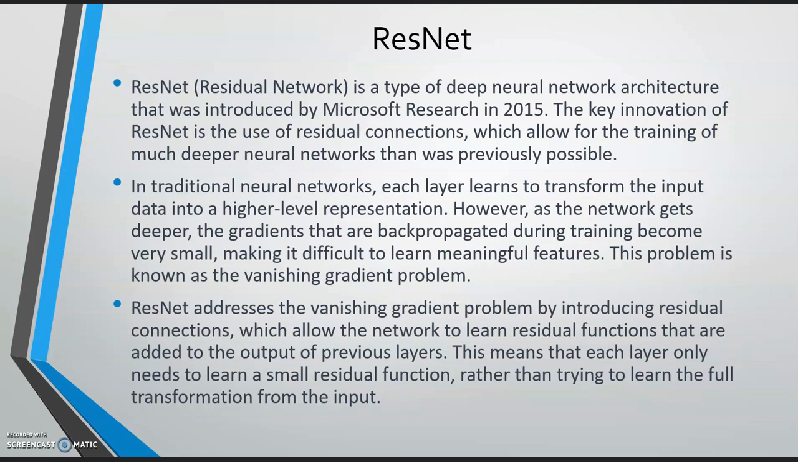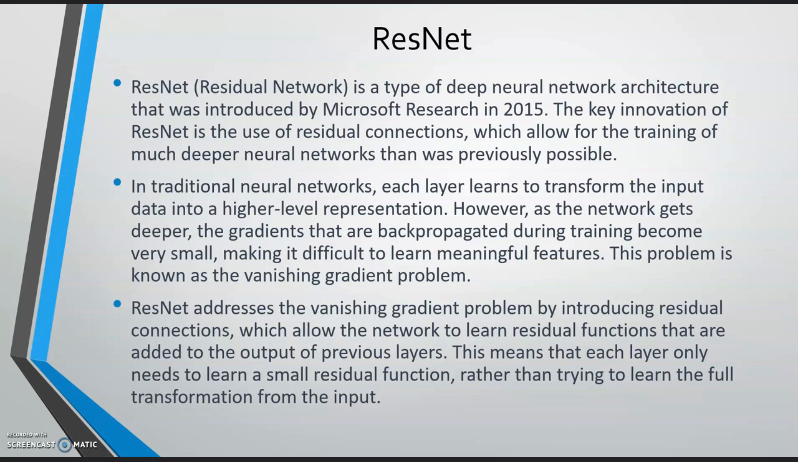Next is ResNet. ResNet is a short form for residual network, which is also a type of deep neural network architecture that was introduced by Microsoft Research in 2015. The key innovation of ResNet is the use of residual connections, which allows for the training of much deeper neural networks than was previously possible. In traditional neural networks, each layer learns to transform the input data into a higher level representation. However, as the network gets deeper, the gradient backpropagated during training becomes very small, making it difficult to learn meaningful features.